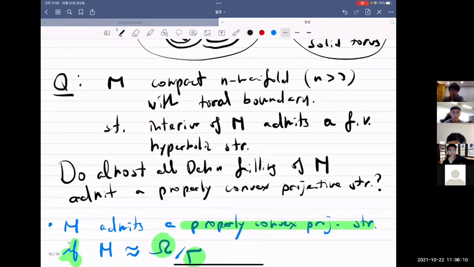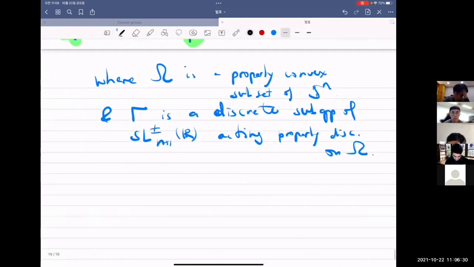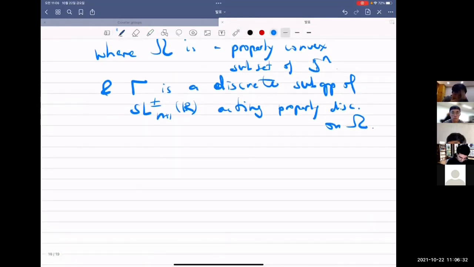So this is the question, and it is very interesting, but still not really solved. But we found some interesting examples using a reflection group. That's why I want to give this third lecture.